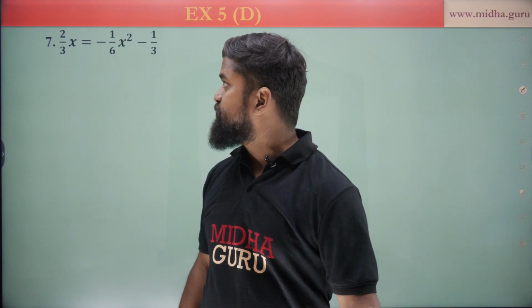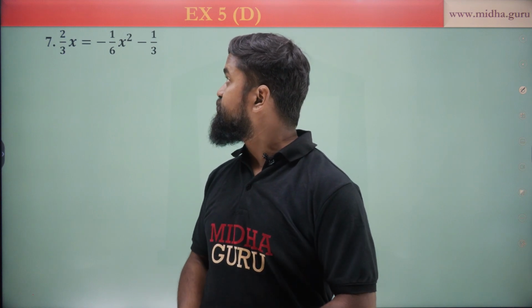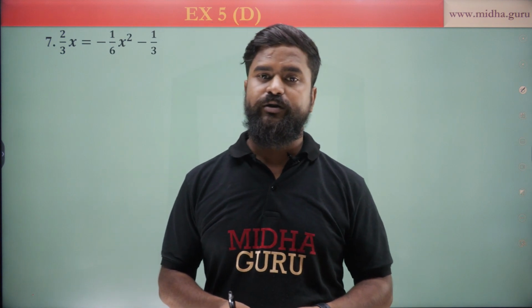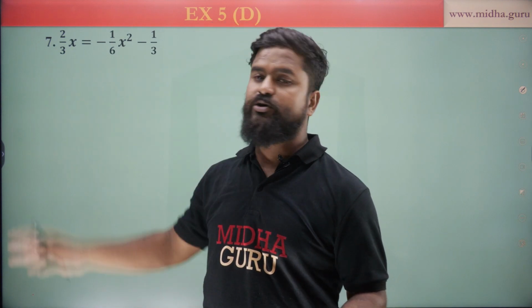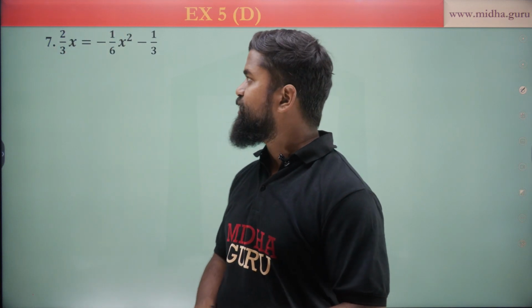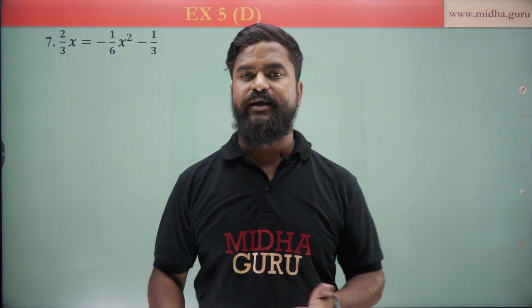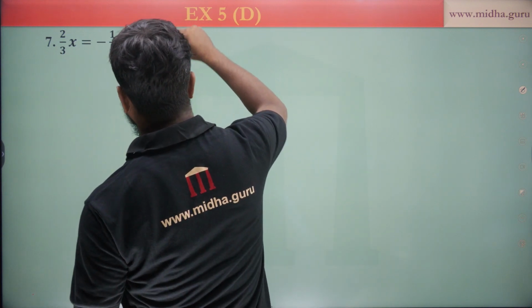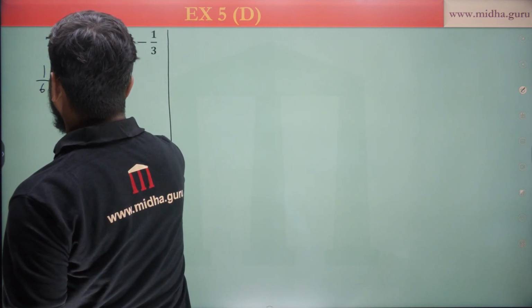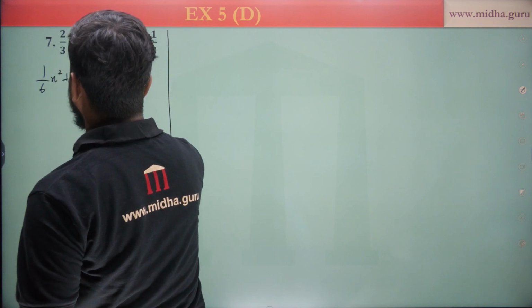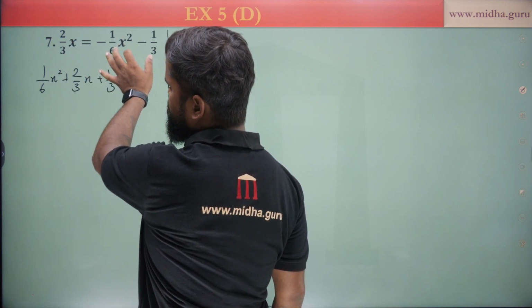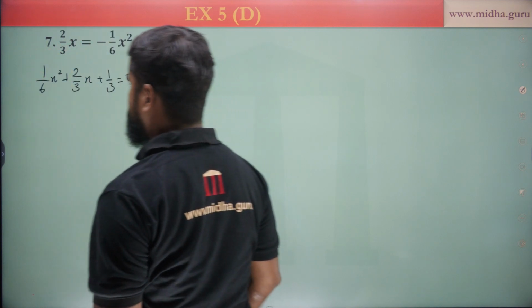Now the next equation is 2 by 3x is equal to minus 1 by 6x squared minus 1 by 3. Now there are two ways of going about this problem. We can either just shift them all to one side of the equation, get the values of a, b and c directly, or we can remove this fraction part by taking the LCM. So first things first, what we will do is we will take all the terms to one side. We will get 1 by 6 x square plus 2 by 3x plus 1 by 3 is equal to 0, since these both are negative terms and they go to the other side and become positive.